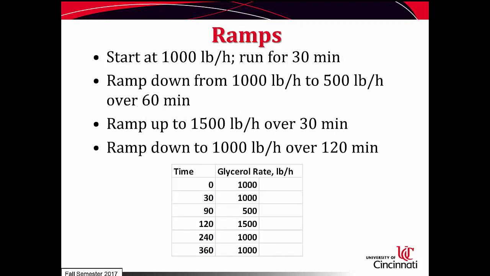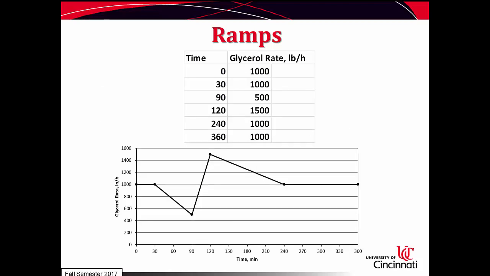We'll start the glycerin rate at 1,000 pounds an hour. We'll run for 30 minutes, then we'll ramp it down from 1,000 to 500 pounds an hour over a period of 1 hour. We'll ramp it up to 1,500 pounds an hour over a 30-minute period, then ramp it down to 1,000 pounds an hour over 2 hours, 120 minutes, and we'll hold it there for the final hour of the simulation, going to 360 minutes.